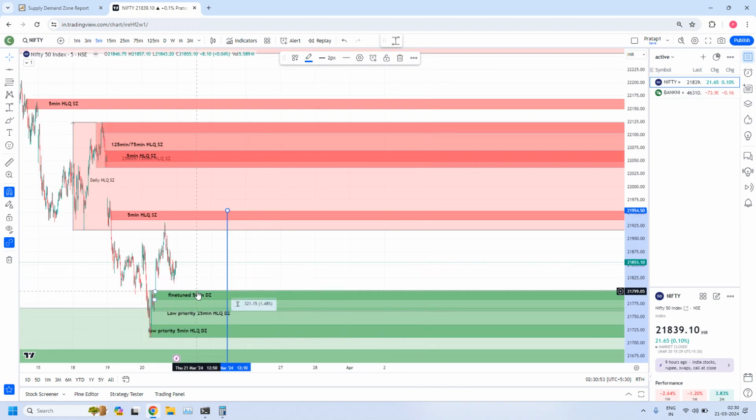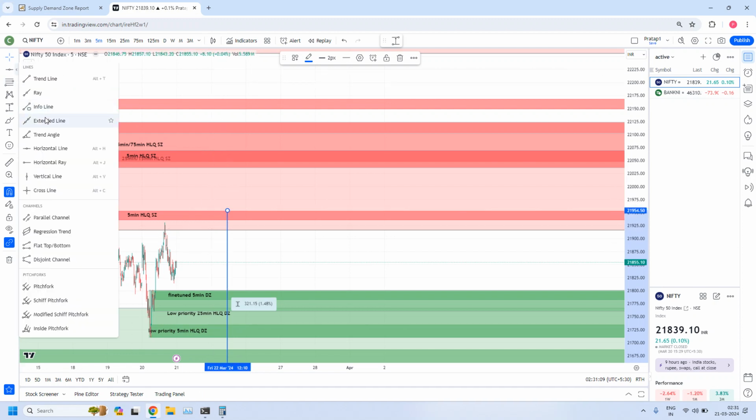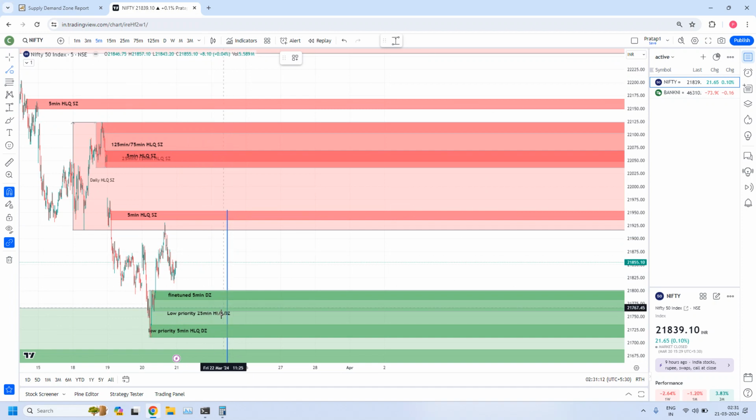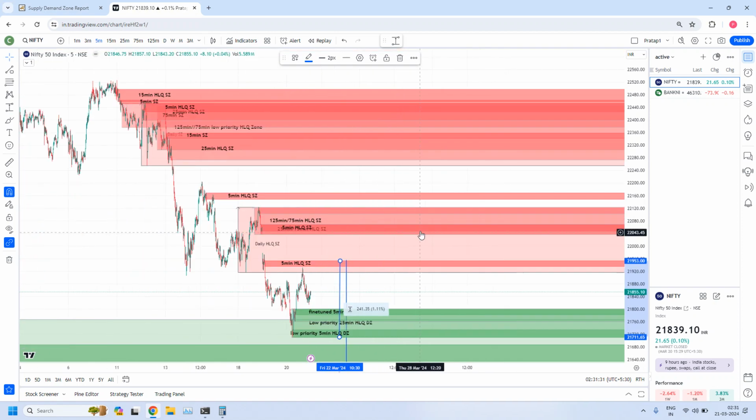But what is the immediate range? From here to here, within the zone. Means like this. Let me draw. This is an info line, right? Like this. Initially, this is the range. And this is a 241 point range. And the next one is a 321 point range.